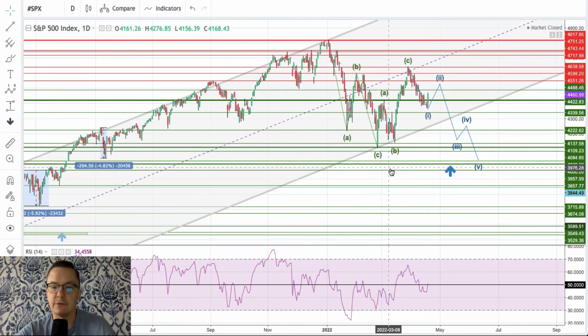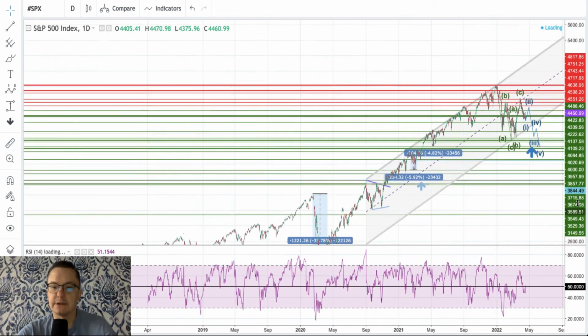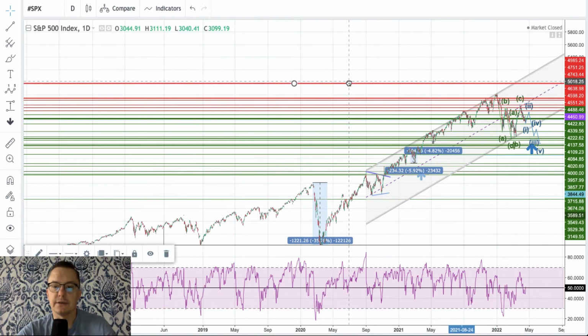So we got wave A done, wave B is done. Now we wait for wave C. Big correction, nice big correction. Just take a look at this. Nice big correction in time and price. If this is completed, we are ready to go higher. Okay, so that's the situation on the S&P 500.